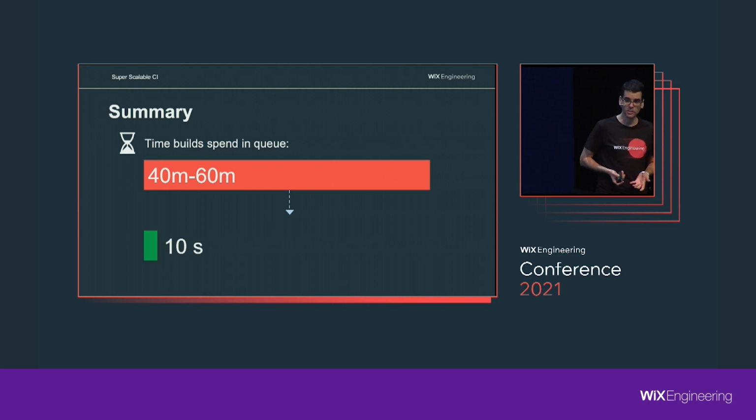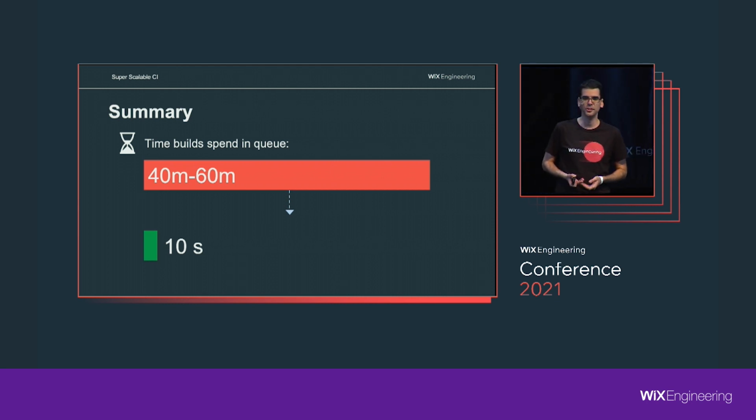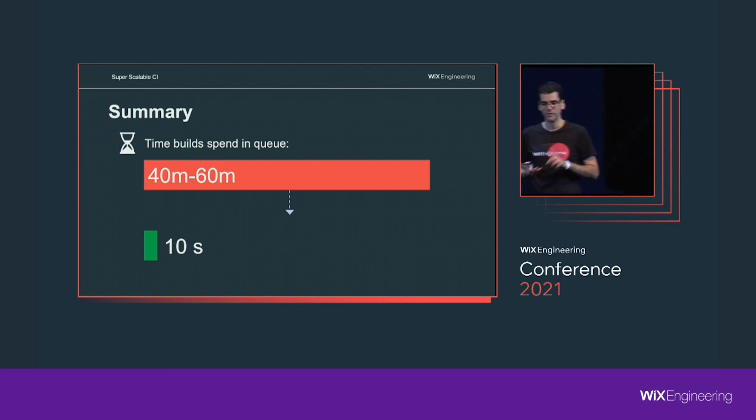So this concludes the talk of how we switched to a new build server gradually, safely, with no downtime, while solving a huge bottleneck in our system. Thank you.